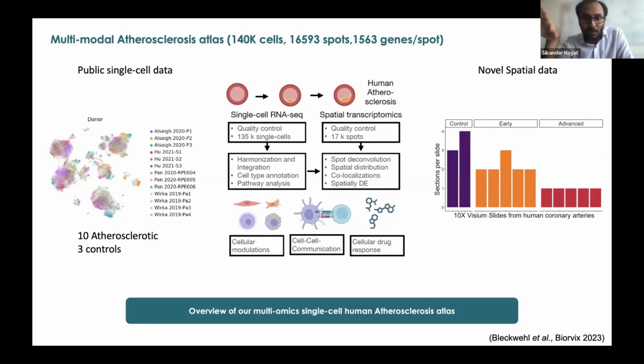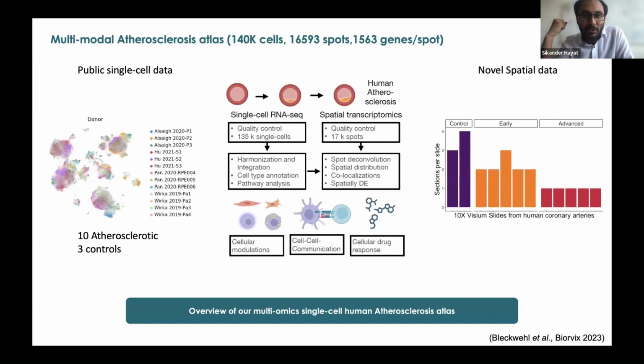Roughly 17,000 spots from the spatial transcriptomics. And then we did harmonization, integration, annotation, a lot of pathway analysis. We used that information to do deconvolution in the spatial transcriptomics data. And we found some spatial correlations and some spatial colocalizations. We did spatial differential expression. And then using all these things, we then generated some hypotheses.